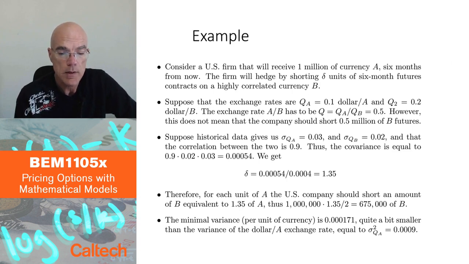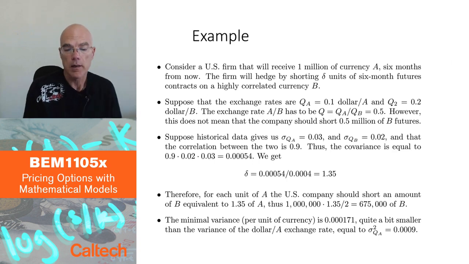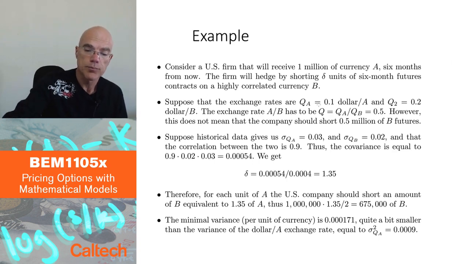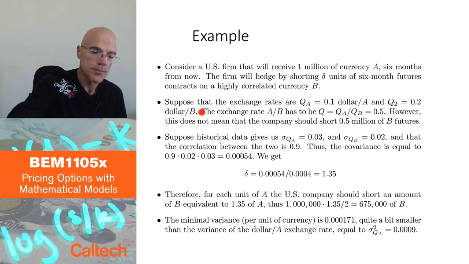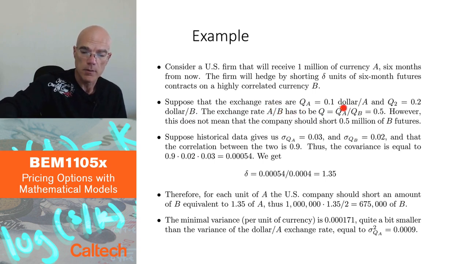And suppose that the exchange rates today are $0.1 per unit of currency A, that's QA. Here this should be QB, really, it's a typo. And QB, let's say $0.2 per 1 unit of currency B, which means in a perfect market the exchange rate of A versus B has to be the ratio 0.5.